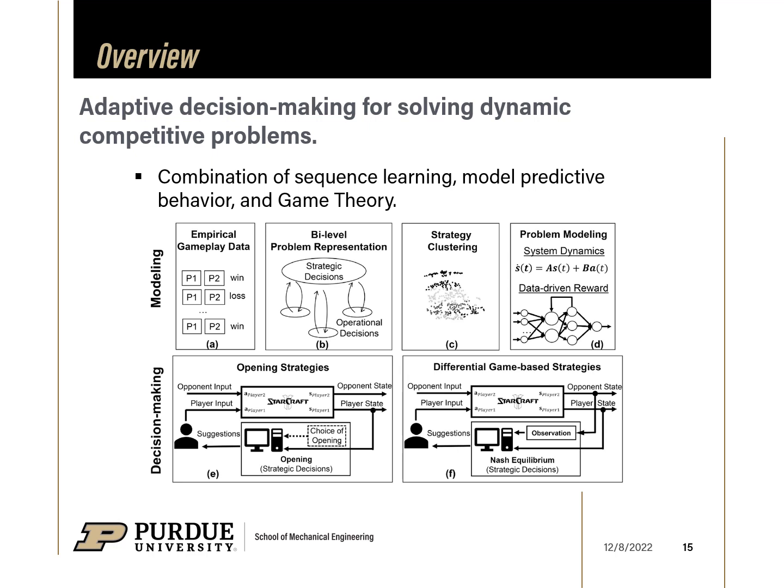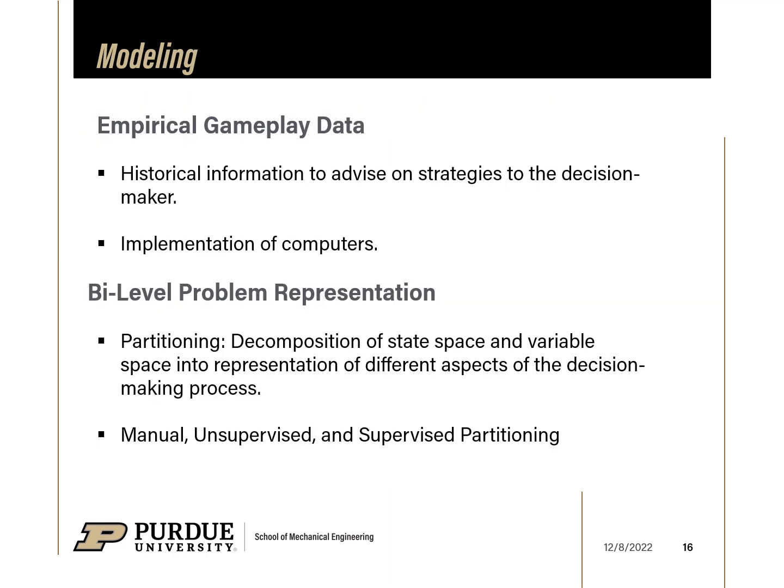There are two sections within this method. The first one is modeling, and then decision making. Each section will be discussed further. Within modeling, you have empirical gameplay data and bi-level problem representation.